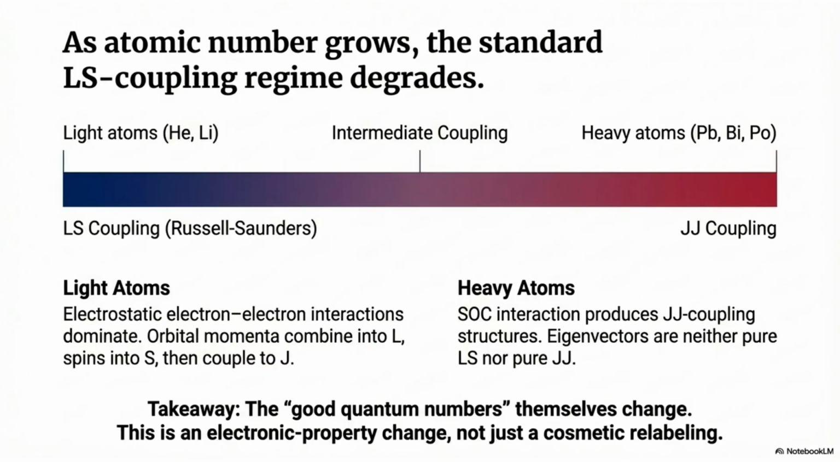As the atomic number increases, the standard LS coupling regime degrades. For light atoms, LS coupling dominates. As atoms become heavier, the increased SOC leads to jj coupling, where the "good" quantum numbers themselves change, indicating a fundamental electronic property change.